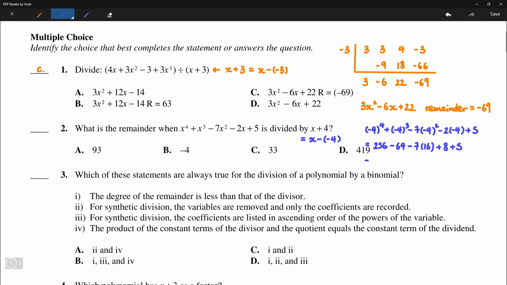Let's continue simplifying here. So we have 256 minus 64, and then minus 112, plus 8, and then plus 5. So altogether, the sum and difference will be 93. So the choice is A.